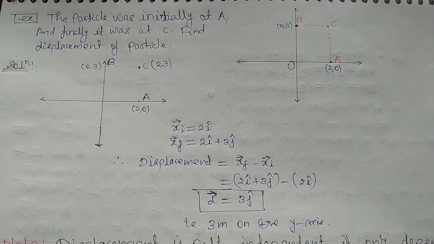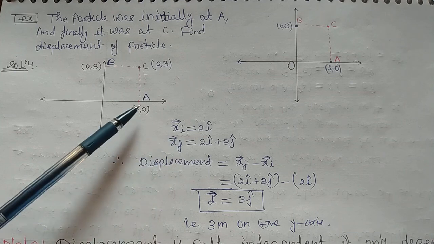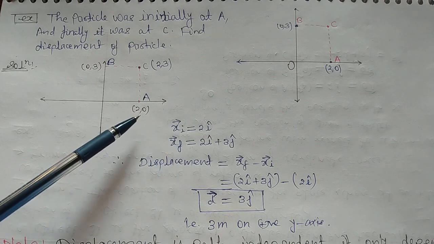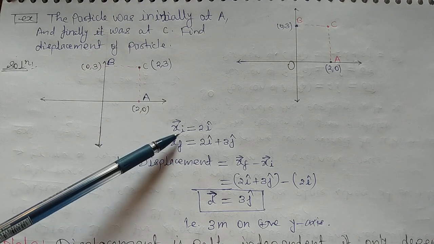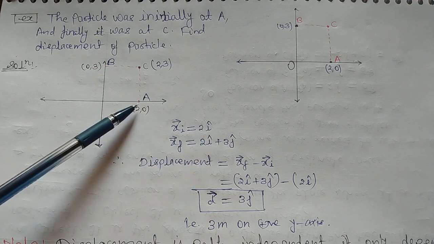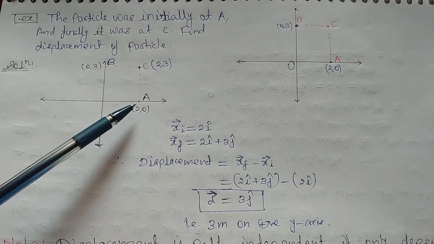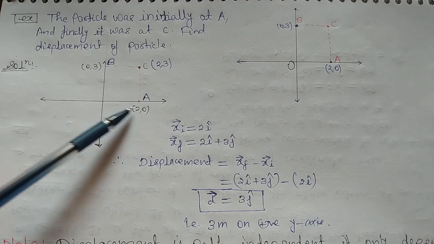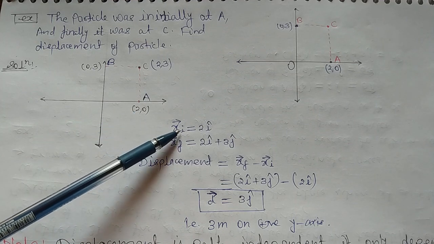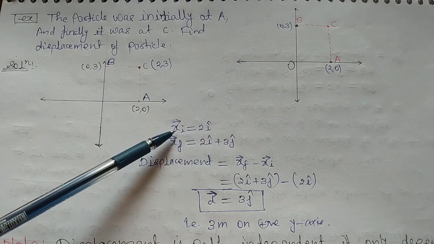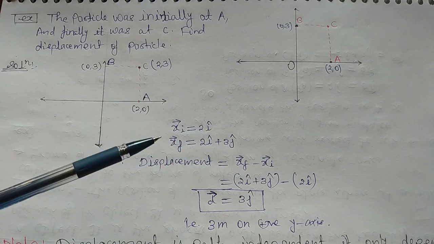This is a very basic and simple question. Since you know the position, you have understood what position is. The initial position of the particle is xi equal to 2i cap, because the coordinate is 2, 0. That means it is on the positive x-axis and the distance from the origin is 2. So the position of A is 2i cap, the initial position of the particle.